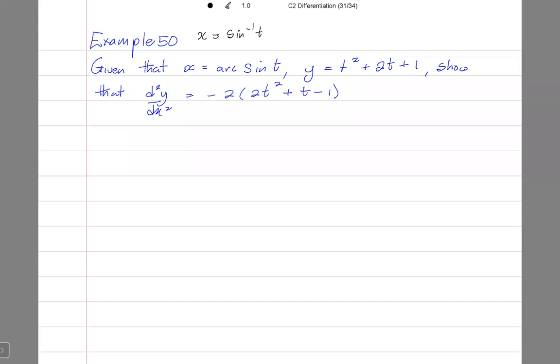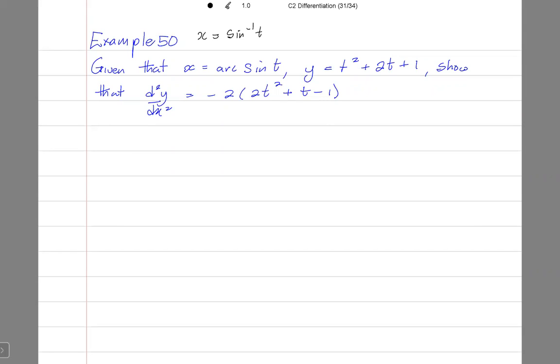All right, so example 50 says, given that x is equal to arc sine t, y is equal to t squared plus 2t plus 1, we're to show that d2y by dx squared is equal to minus 2 into 2t squared plus t minus 1. I'm just double checking to ensure that that is what is written there. All right, it looks like that.